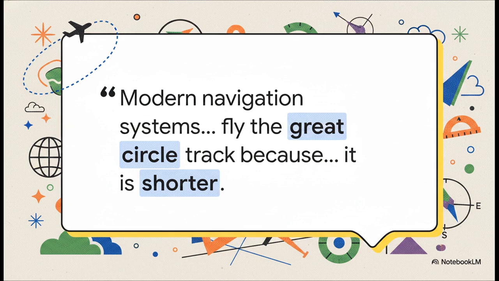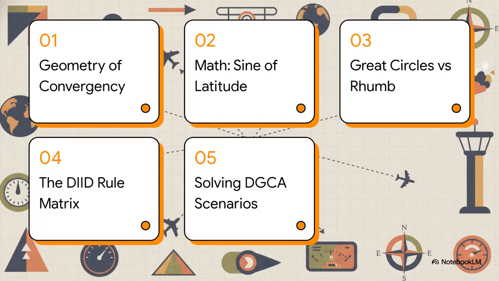We are going to translate these highly abstract 3D geometric concepts of the Earth into the precise mathematical rules you need to absolutely crush your DGCA exams, and more importantly, to understand exactly what's happening when you're up there in the cockpit. To make this easy to digest, we've broken this complex subject down into a simple 5-part syllabus. Geometry, the math behind it, great circles versus Rhumb lines, the famous DIID rule, and finally, solving actual DGCA exam scenarios. Let's get right to it.